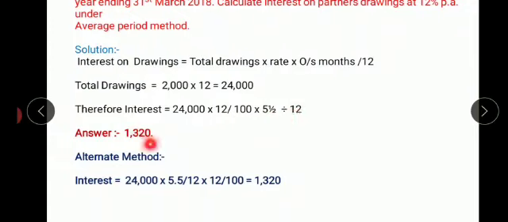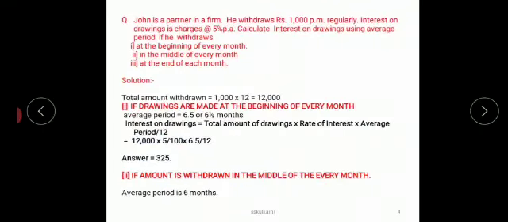The answer you will get is 1,320. Now you have the alternate method. So instead of writing this, you can write 24,000 into 5.5 into 12 upon 12 into rate. The answer will be 1,320. Yes. Now we'll see another problem.